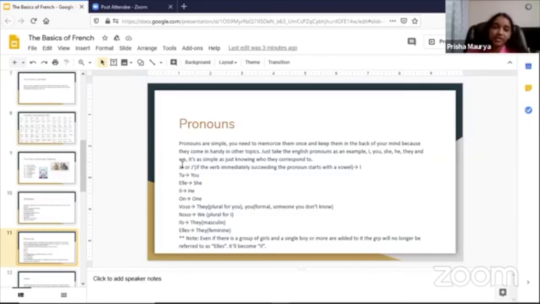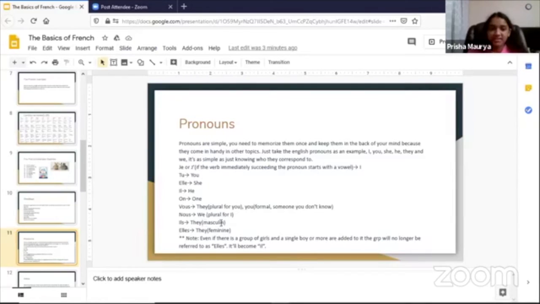So the first pronoun is je, which means I. You can use either je or j' in a sentence, in case the pronoun starts with a vowel. You can also use tu, which means you, elle, which means she, il, which means he, on, which means one, vous, which is the plural of you, or you formal, which you say to someone when you don't know them, or when it's supposed to be formal. Or nous means we. It's the plural for I.